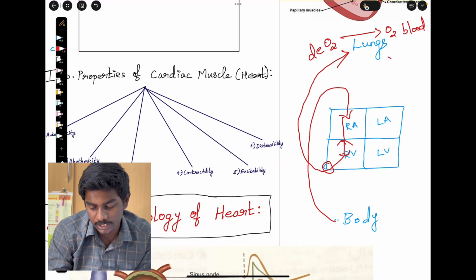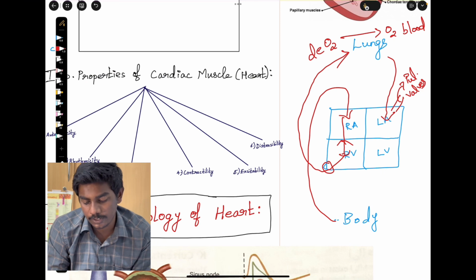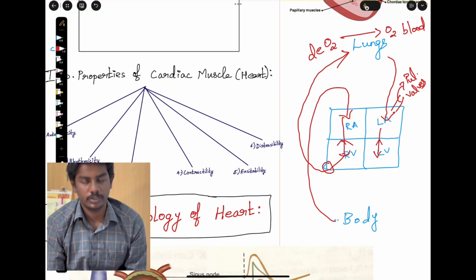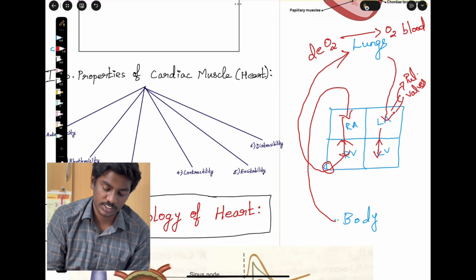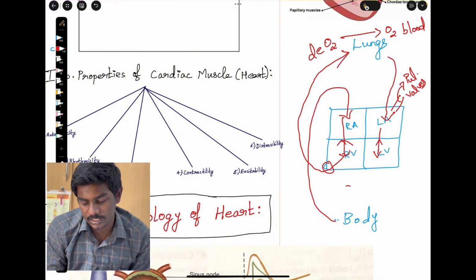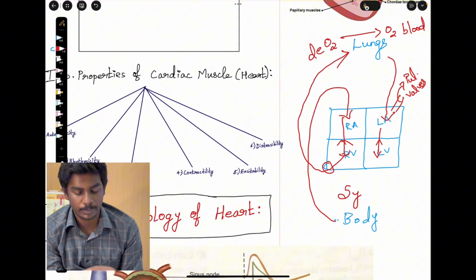From the lungs, the oxygenated blood enters the left atrium through the pulmonary valves. From the left atrium, the oxygenated blood enters the left ventricle through the bicuspid or mitral valve. This is called double circulation. The circulation between the body and the heart is called systemic circulation, and the circulation between the lungs and the heart is called pulmonary circulation.